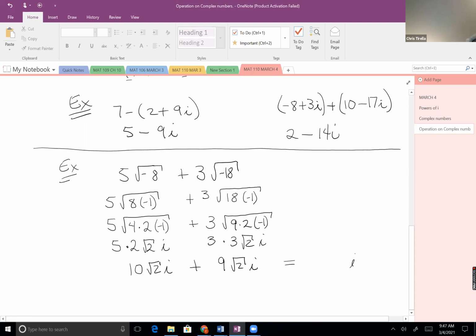They both have a factor of i, so we'll have a purely imaginary number. Adding 10 radical 2 plus 9 radical 2, again, they're like radicals, so I can add them. The radical part will remain the same. And just like before, we'll add those coefficients to get 19 radical 2i.